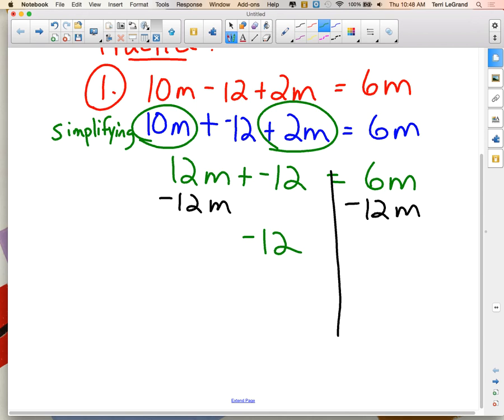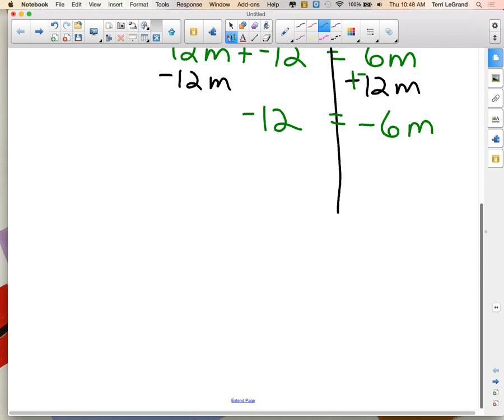Negative 12 equals 6. Negative, so if I change this to add the opposite, I have a positive 6 plus a negative 12. That ends up at negative 6 on the number line. Those are m's. Divide both sides by negative 6. And now we're going to do what, Blake? Divide both sides by negative 6.